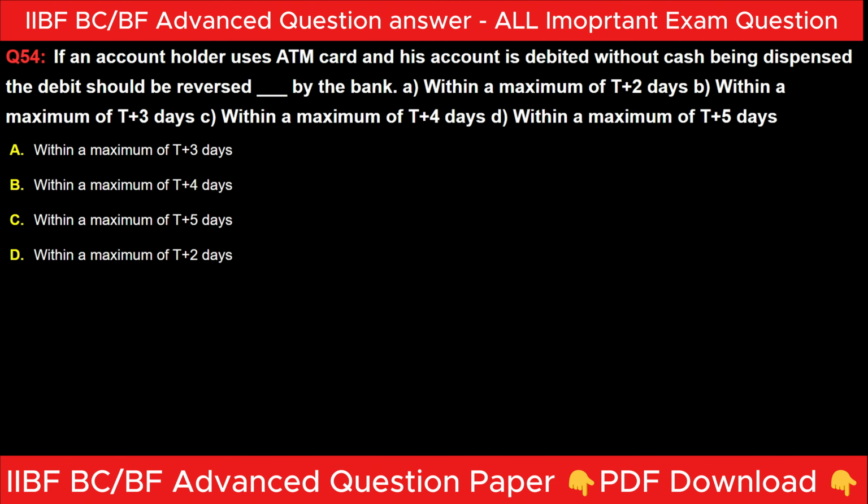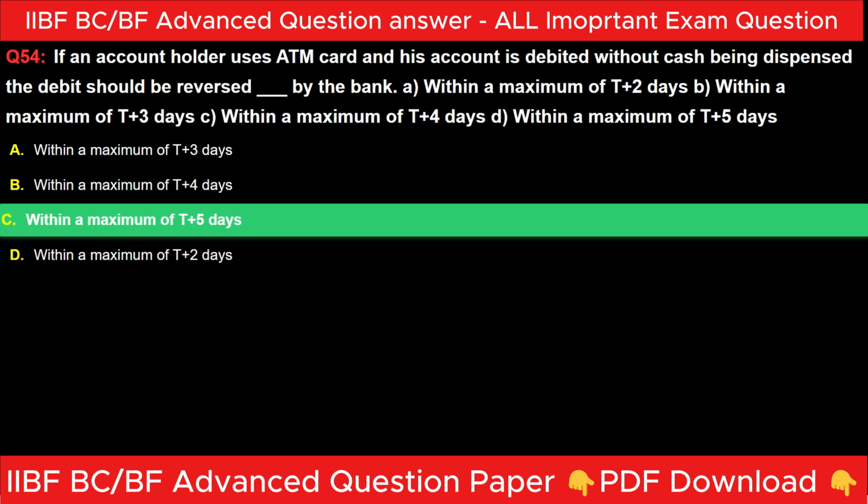If an account holder uses ATM card and his account is debited without cash being dispensed, the debit should be reversed by the bank: A. Within a maximum of T plus 2 days, B. Within a maximum of T plus 3 days, C. Within a maximum of T plus 4 days, D. Within a maximum of T plus 5 days. Within a maximum of T plus 5 days.